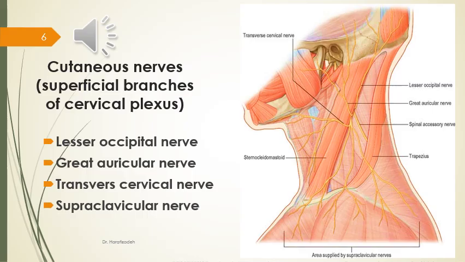Another element that is in the superficial fascia is the cutaneous nerves, or superficial branches of the cervical plexus. These nerves are the lesser occipital nerve, great auricular nerve, transverse cervical nerve, and supraclavicular nerve.